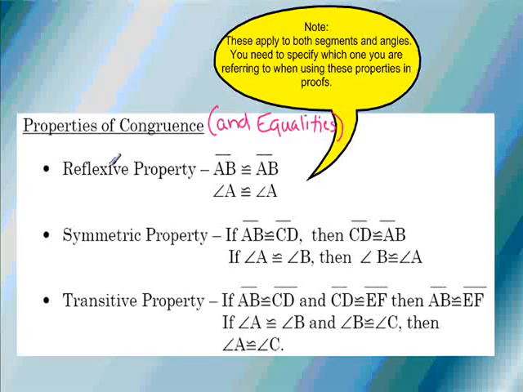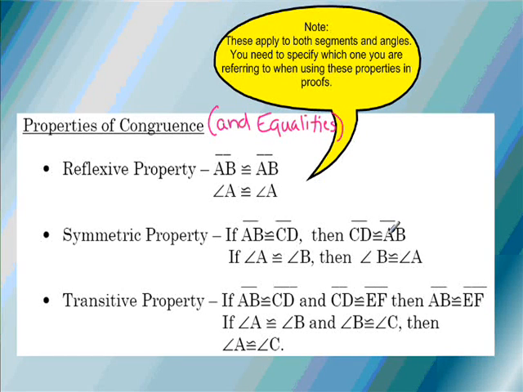So my three properties of congruence are reflexive, symmetric, and transitive. And my reflexive property simply states that segment AB is congruent to segment AB, or angle A is congruent to angle A. And you're like, of course it is, Mrs. Uken, you crazy person. And there will be a point to this. It'll be more important in upcoming units than it is in this unit, but it's critical that you remember that this property exists.